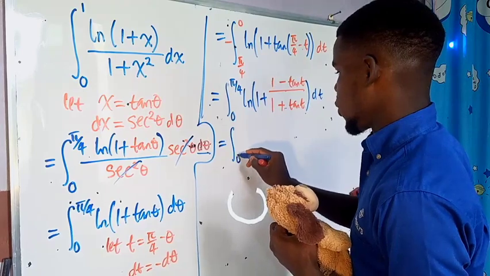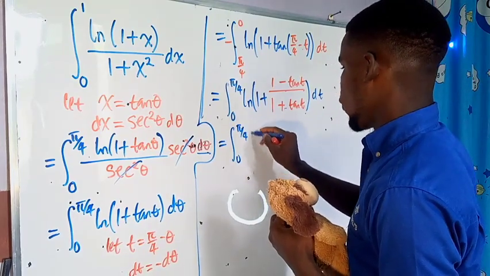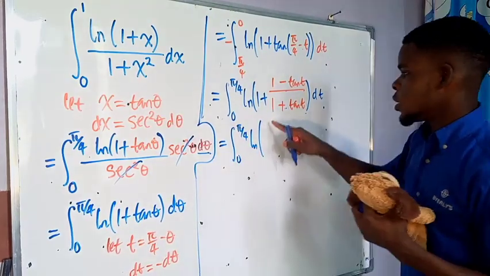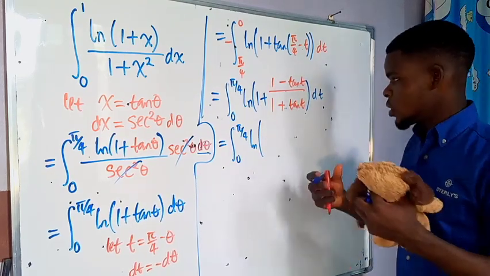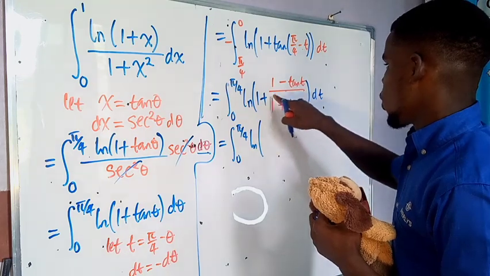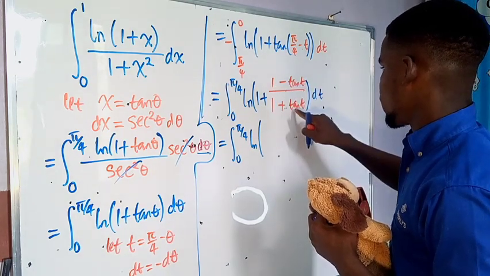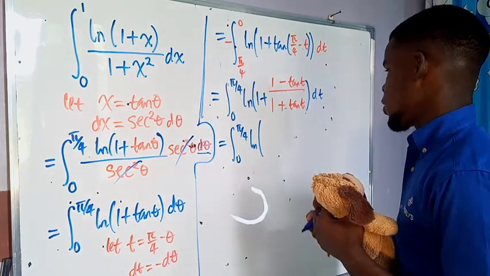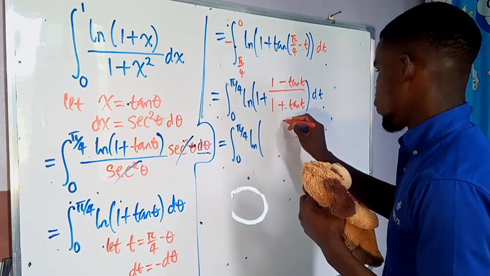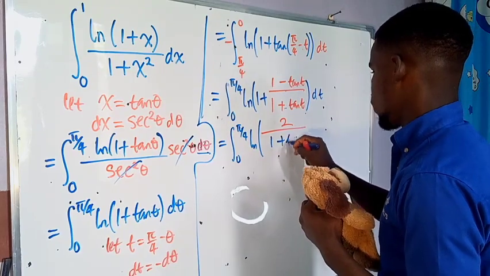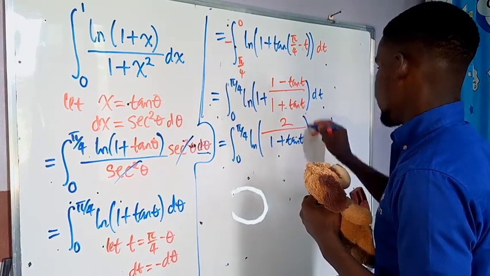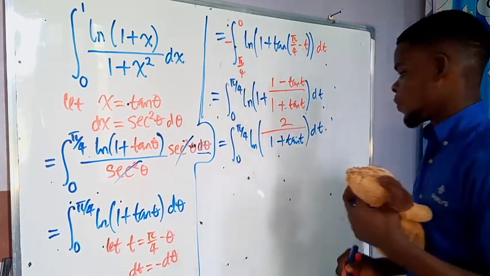So this will be the integral from 0 to pi over 4 of the natural logarithm of, well, when we multiply this with that just to balance the denominators and the rest, we are going to end up with 1 plus 1, which will be 2. Then positive tangent of t minus tangent of t will just be 0. So we have 2 over that denominator, which is 1 plus tangent of t, right? So just add the fractions, and this is what you are going to have.